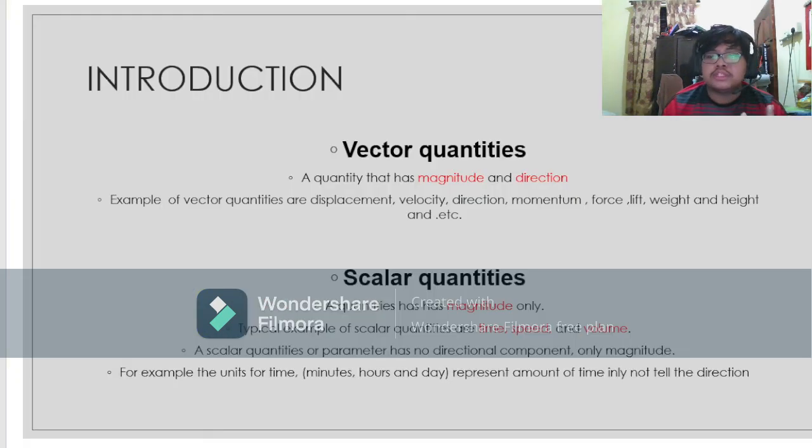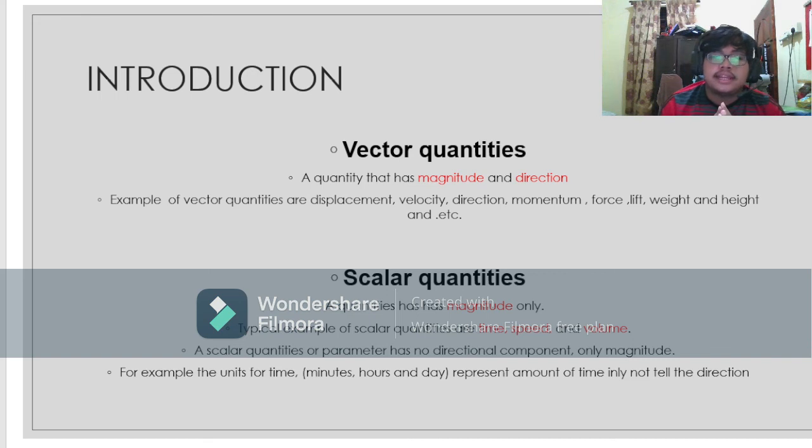Okay, I would like to do the introduction. What is vector and scalar? They are two different things. The vector has only two things, magnitude and direction. By the way, the scalar has one thing only. The scalar only has the magnitude. That's why vector and scalar are different things, not the same.